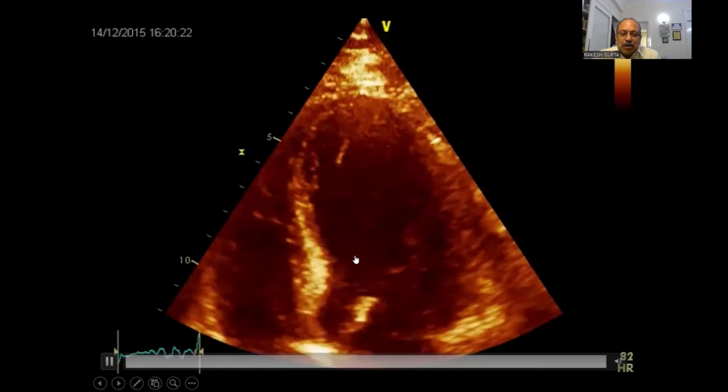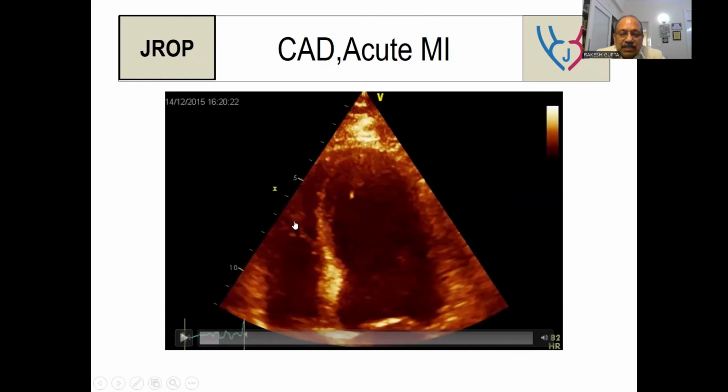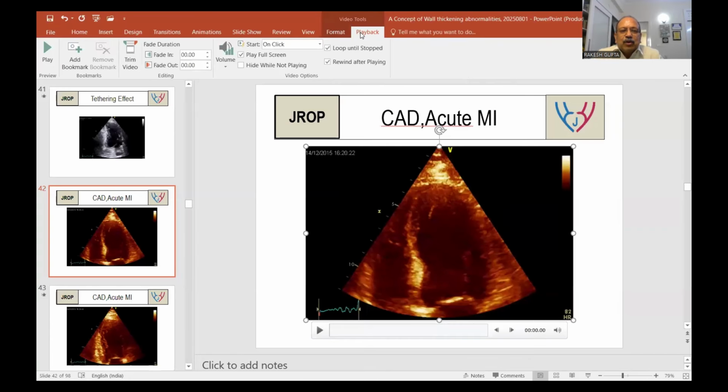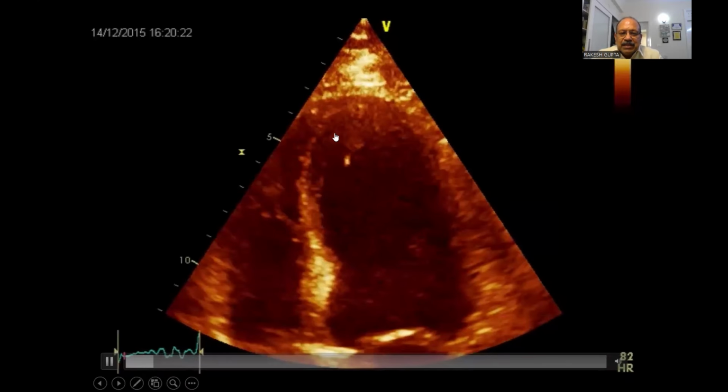Now the next very important question is, what do we see in acute MIs? Well, we see the same thing that we see in other conditions. The only fact in acute MI is that we have a preserved endocardial thickness. Look, this is a patient with acute anterior wall MI. This endocardial wall is thickened, thickness is preserved.